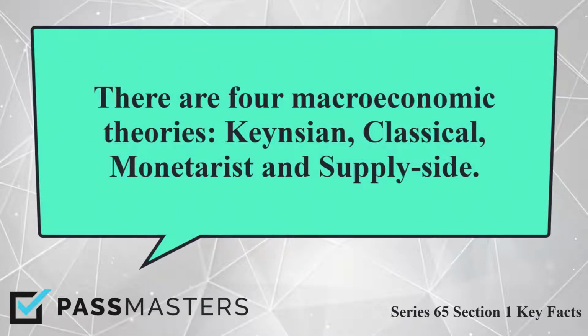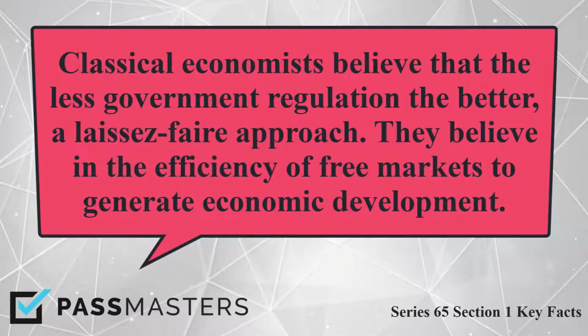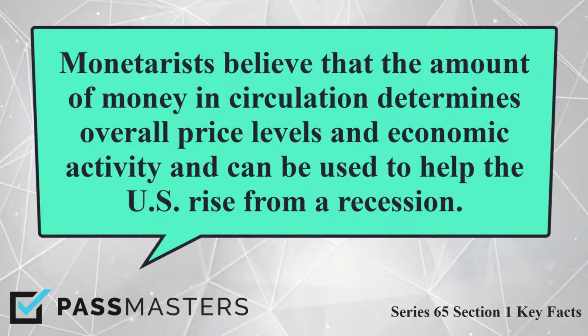There are 4 macroeconomic theories: Keynesian, classical, monetarist, and supply side. Keynesian economists believe that lower levels of taxation and higher government spending can get the U.S. out of a recession. Classical economists believe that the less government regulation, the better, a laissez-faire approach. They believe in the efficiency of free markets to generate economic development. Monetarists believe that the amount of money in circulation determines overall price levels and economic activity and can be used to help the U.S. rise from a recession.